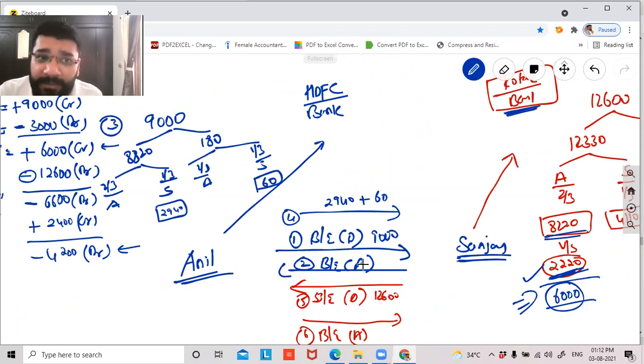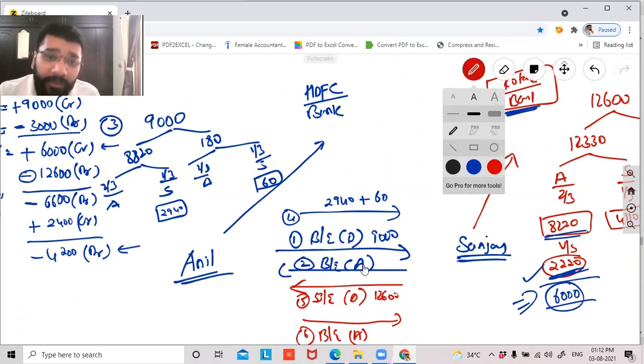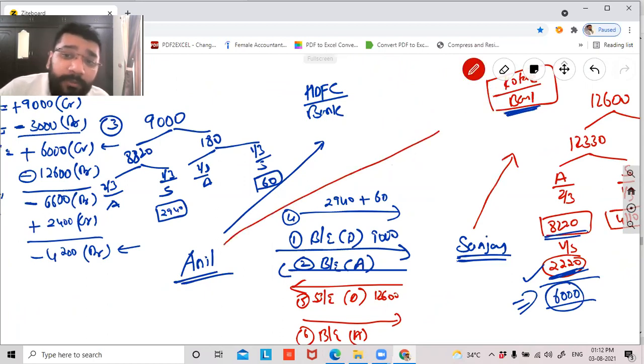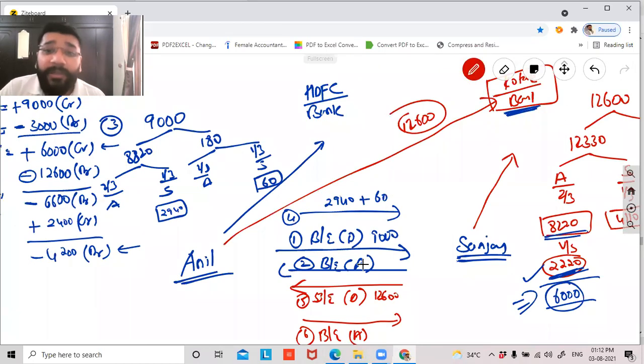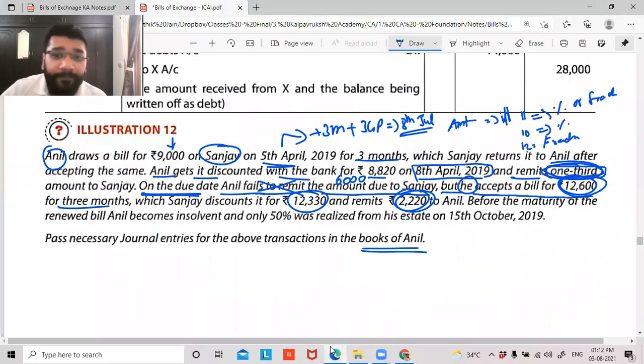Who gave the acceptance? Anil gave the acceptance. On the maturity date, Anil should pay this 12,600 rupees to Kotak Bank. For Anil to pay this 12,600 rupees, Sanjay should have given this 4,200 rupees to Anil. So once Sanjay gives this 4,200 to Anil, Anil will pay this 12,600 to Kotak Bank on the due date of the second bill. But did this happen? Before the maturity of the second bill, the renewed bill, Anil became insolvent.